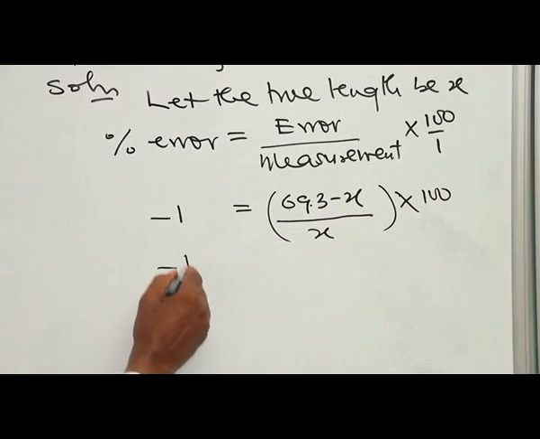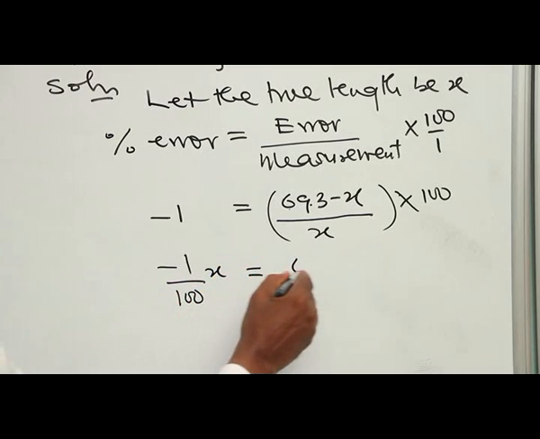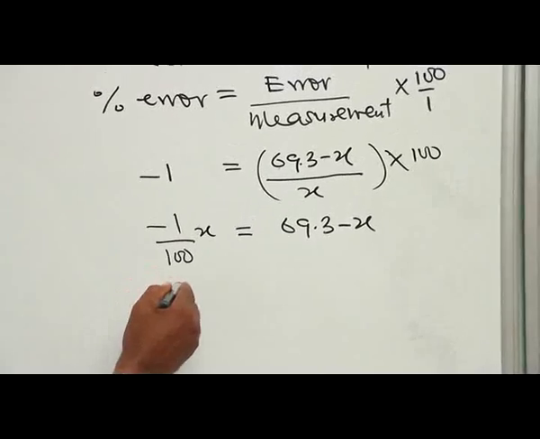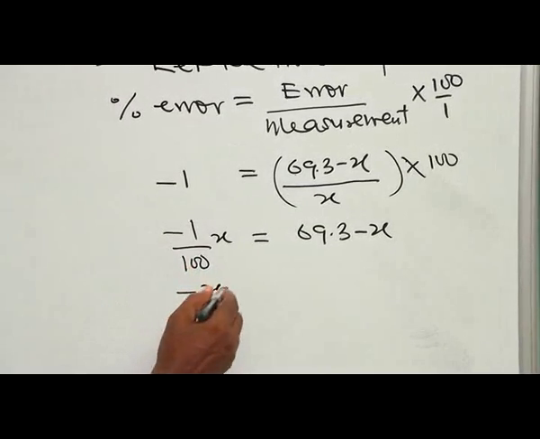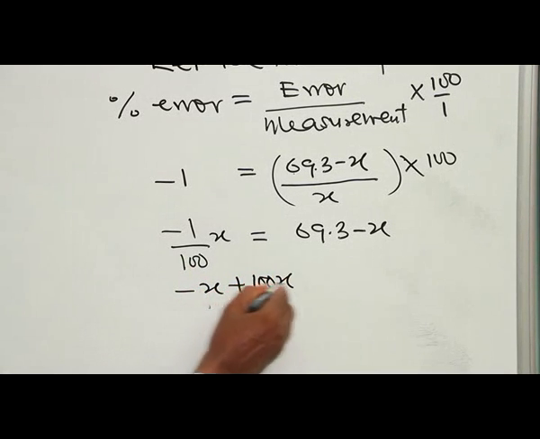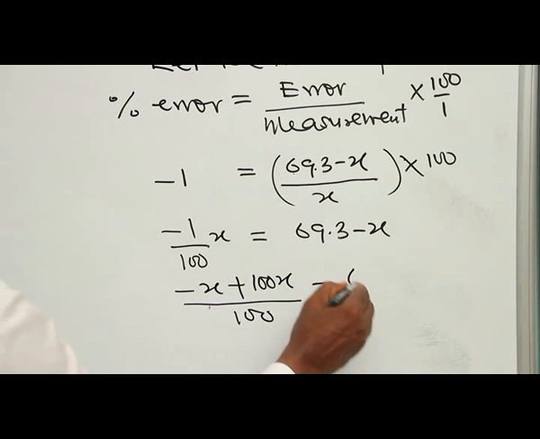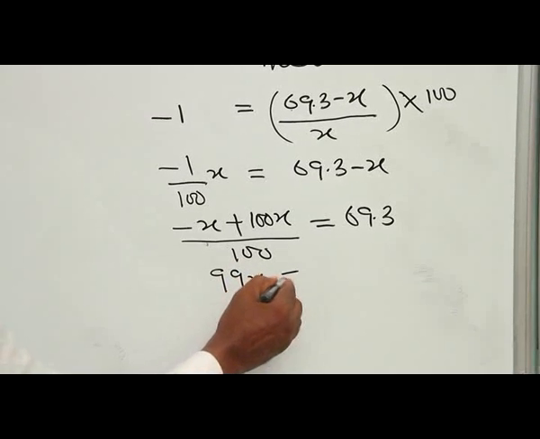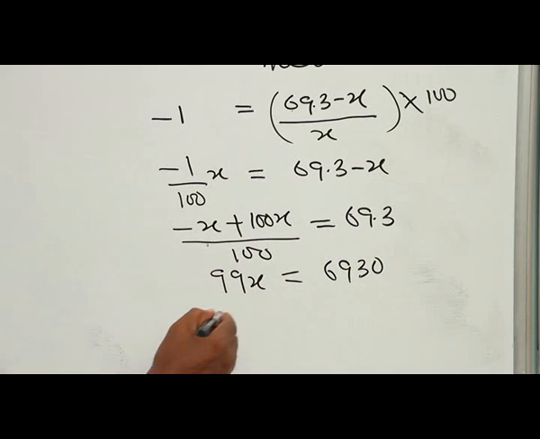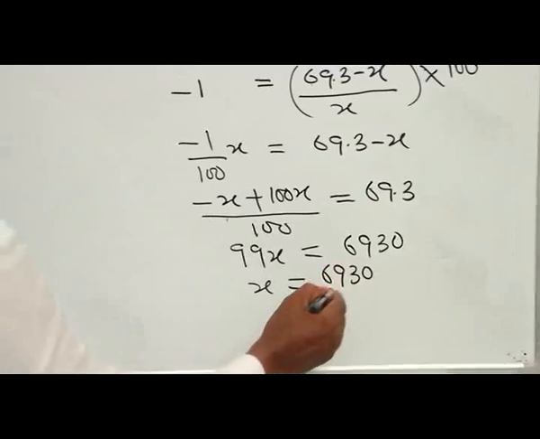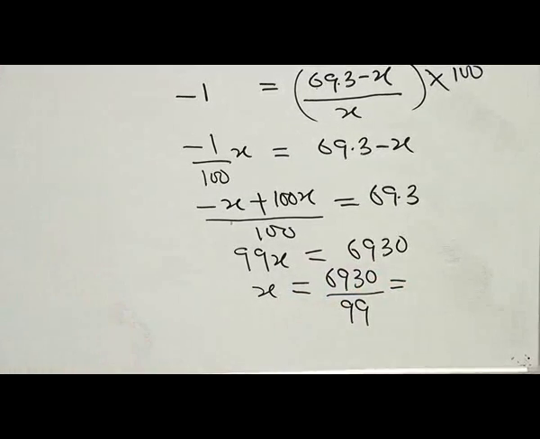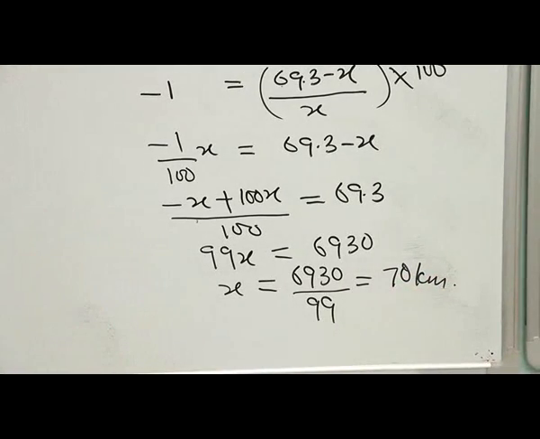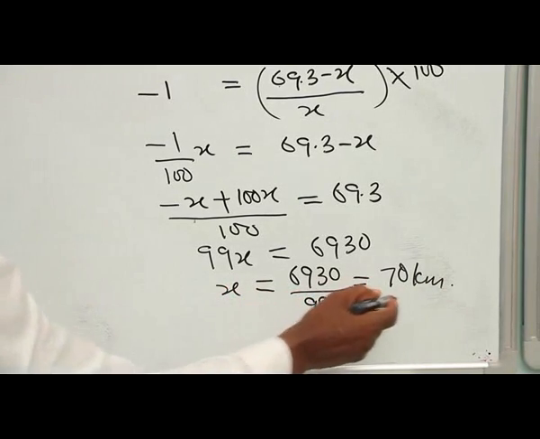In other words, we have minus 1 all over 100 is equal to 69.3 minus S all over S. If you solve this, you have minus S plus 100S all over 100 is equal to 69.3. This gives you 99S equal to 6930 by cross multiplication. Therefore, S is equal to 6930 divided by 99. The result of this will be equal to 70 kilometers. So the true length of the road, which we have called S, is 70 kilometers.